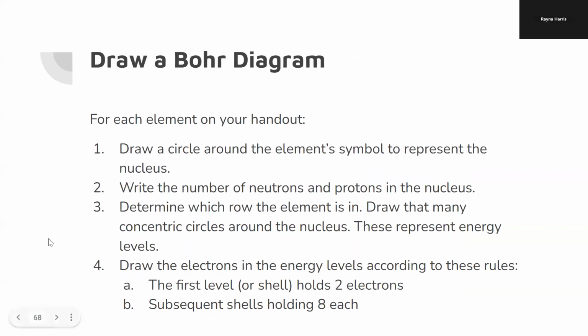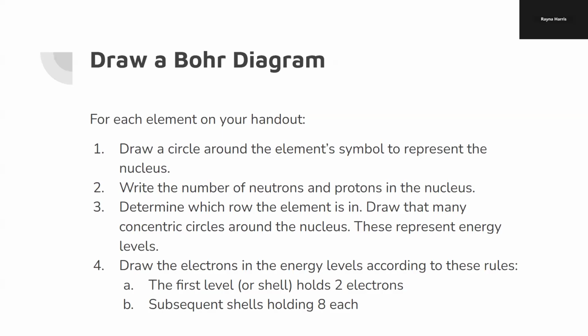Okay, so in summary, here's what you're going to do on your handout. Everyone has a handout with 2 elements, and you're going to identify what element you have by looking at your periodic table. You're going to draw a circle around the symbol to symbolize the nucleus. Inside the nucleus, write the number of protons and the number of neutrons. And then you're going to determine which row your element is in.